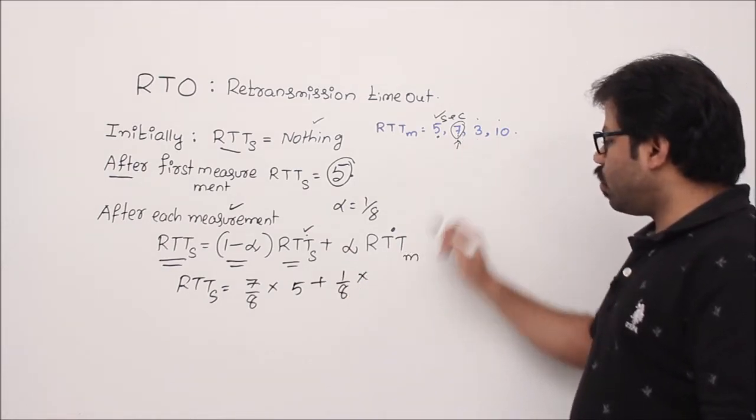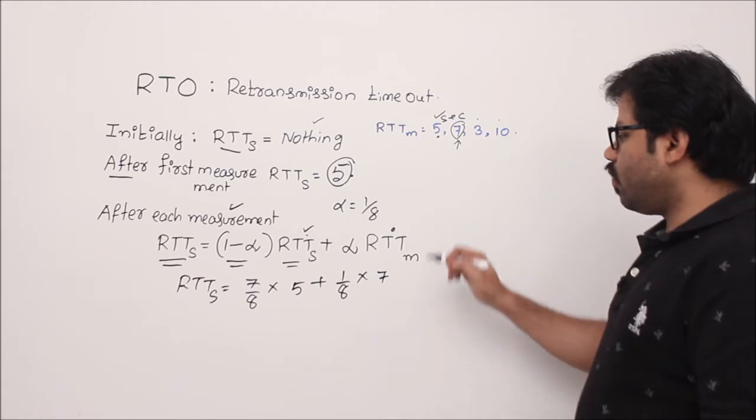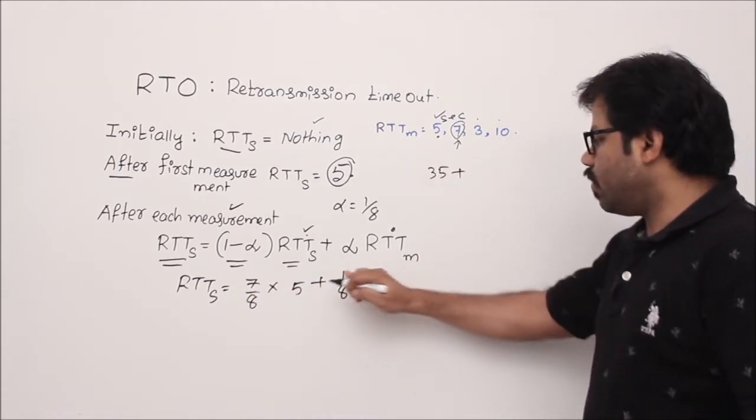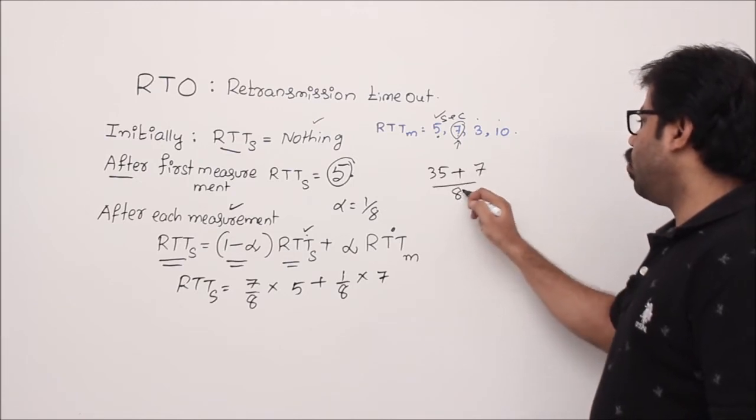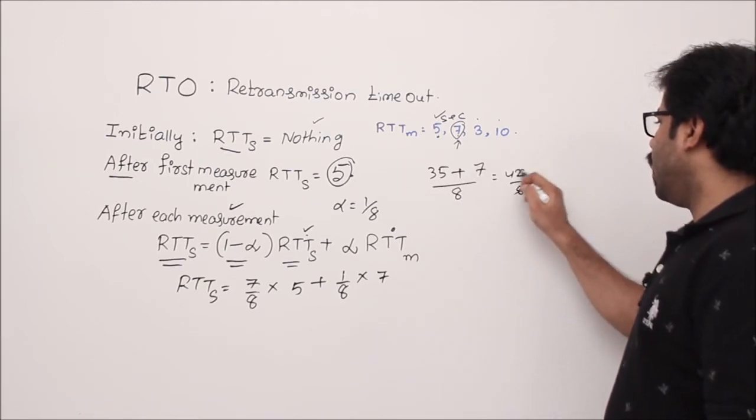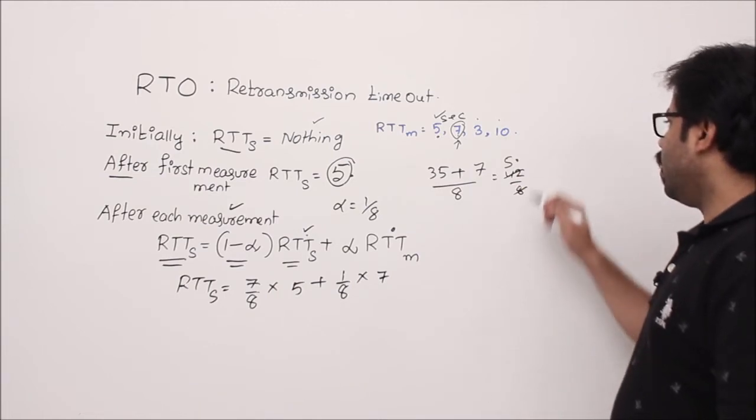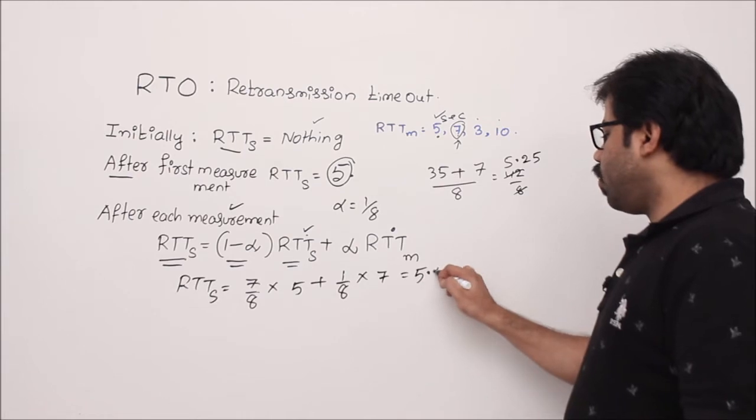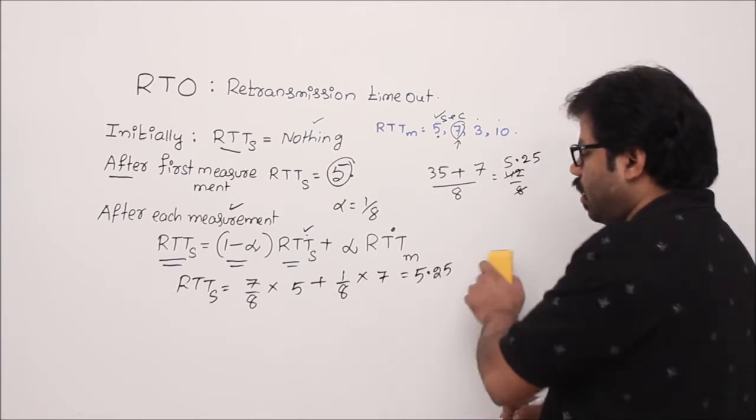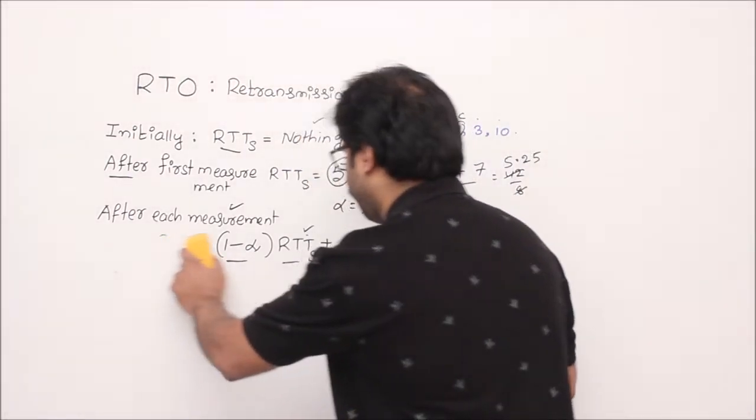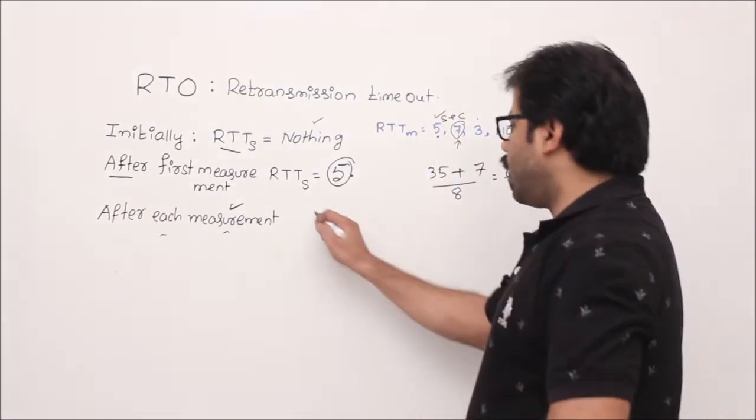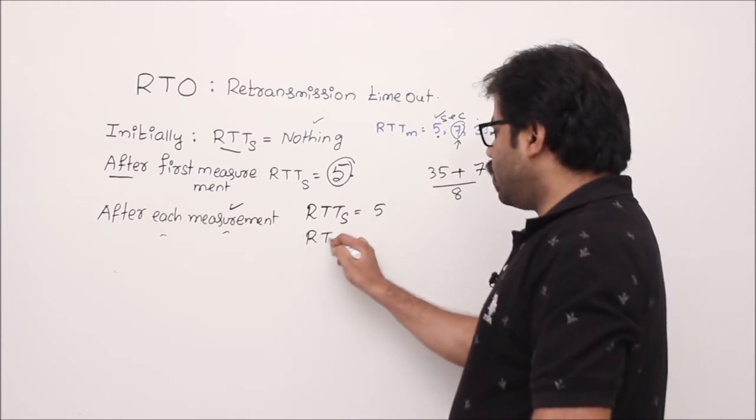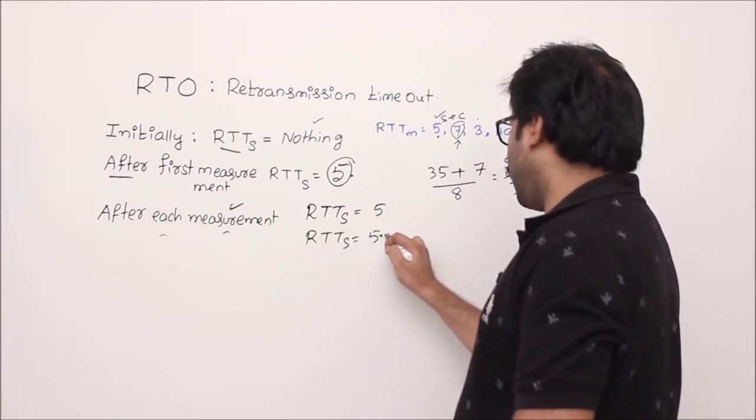What is the new measurement now? 7. If you simplify it, 7 times 5 is 35, 35 plus 7 times 1 is 7, so 42 by 8. 42 by 8 is nothing but 8 times 5 is 40, then 20, 8 times 2 is 16, and we get 5.25. If you simplify, you get 5.25. Okay, let me write 5.25. So here we are calculating RTT smooth. Initially it is 5. The second value of RTT smooth is 5.25.